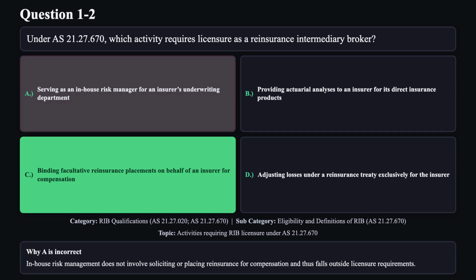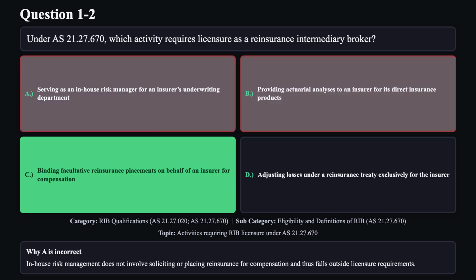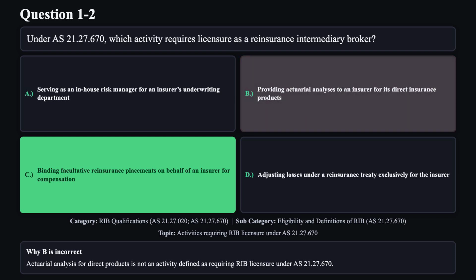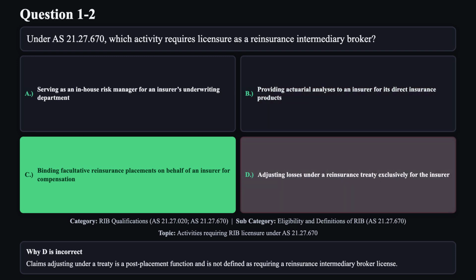Reason A is not correct. In-house risk management does not involve soliciting or placing reinsurance for compensation, and thus falls outside licensure requirements. Reason B is not correct. Actuarial analysis for direct products is not an activity defined as requiring RIB licensure under AS 21.27.070. Reason D is not correct. Claims adjusting under a treaty is a post-placement function and is not defined as requiring a reinsurance intermediary broker license.